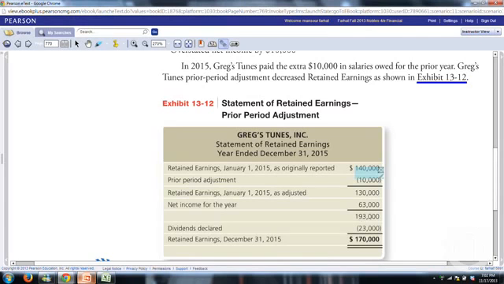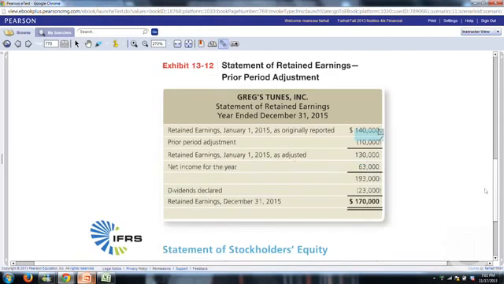Okay. Then this year net income was 63,000, so we're up to 193. Then the company declared a dividend of 23,000. Dividend reduces retained earnings. So the ending retained earning is 170,000. So next year, January 1st, 2016, our beginning retained earning will be 170,000, assuming we did not make any errors.